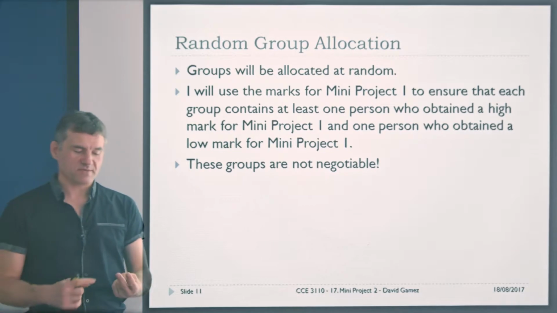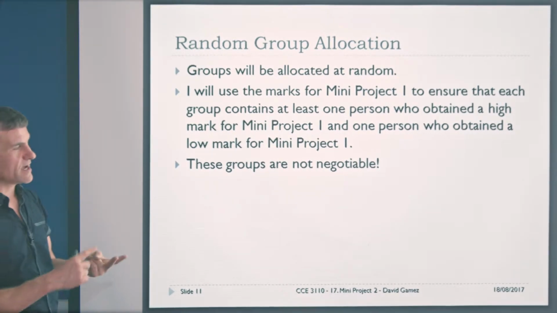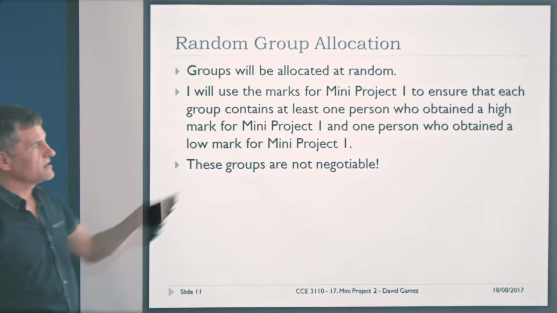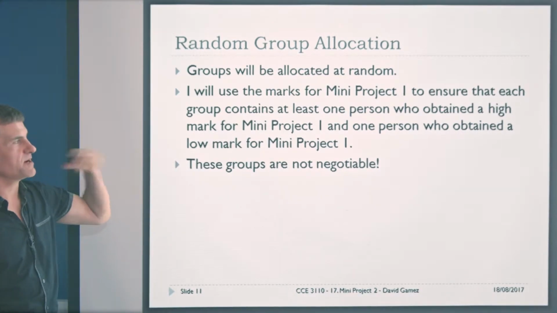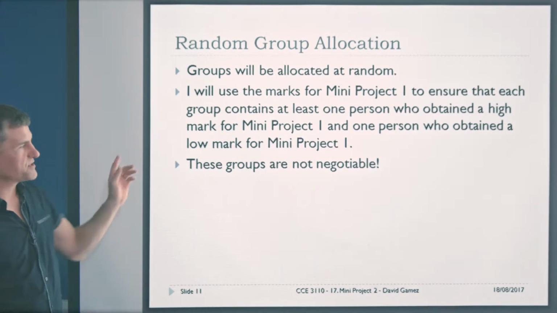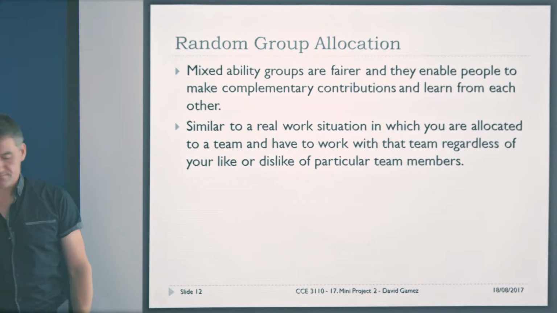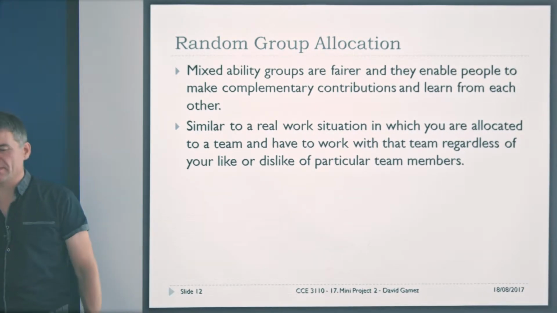In the mixed ability groups of 2 people, there'll be someone who got a high mark from mini project 1 and someone who got a medium mark from mini project 1. And in groups of 3 people, there'll be someone who got a high mark, someone who got a medium mark, and someone who got a low mark from mini project 1. These groups are absolutely and completely not negotiable, okay? Now, there are a number of reasons why I'm using mixed ability groups.